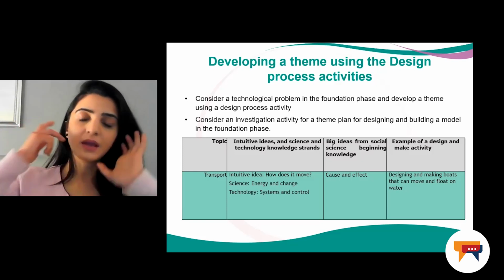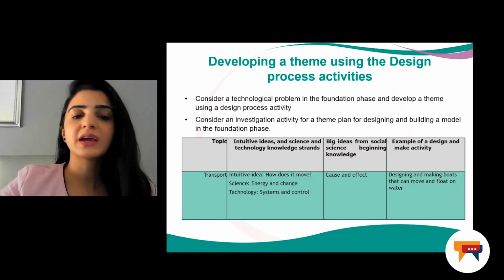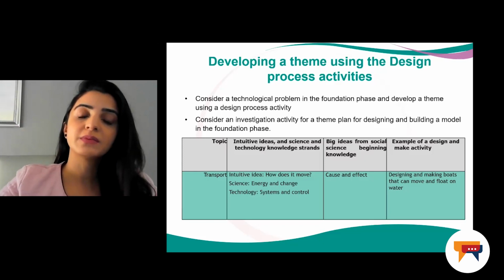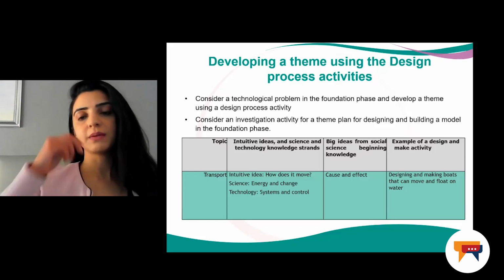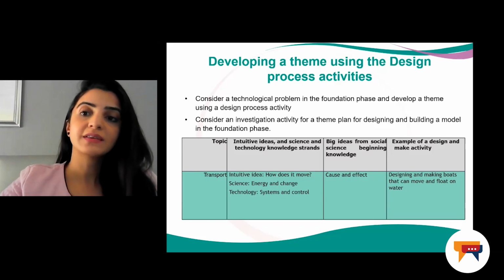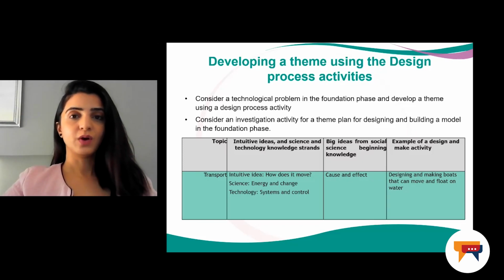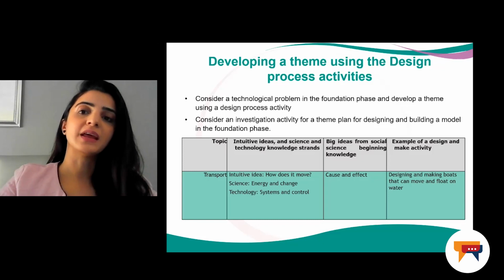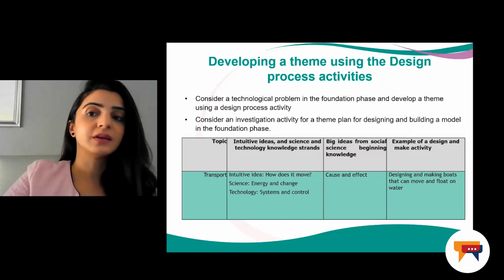So if our topic would be, for instance, transport, then your intuitive idea would be, how does it move? When it comes to science, you'll talk about energy and change. When it comes to technology, you're talking about systems and control. And then the big idea would be cause and effect. And an example of the activity would be maybe designing or making boats that move and float on water. These are all exciting tasks for students, especially in understanding. So, if you're working through a science concept and then it moves on to a technology activity, it makes it more interesting for the student.